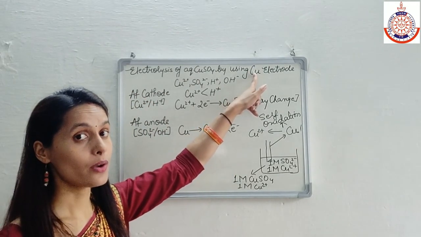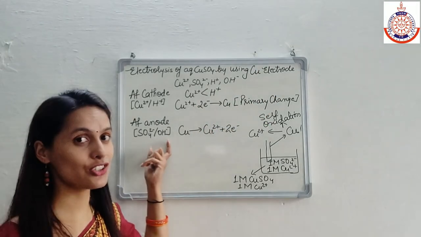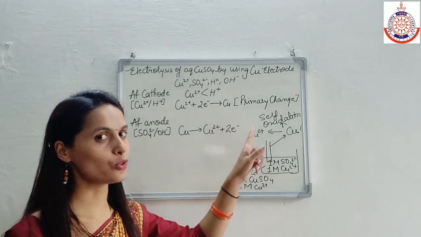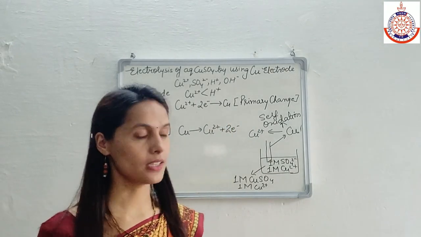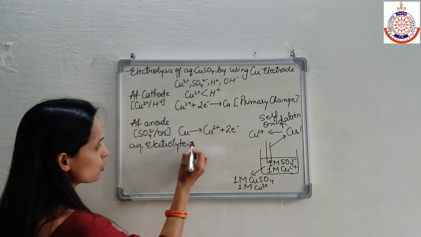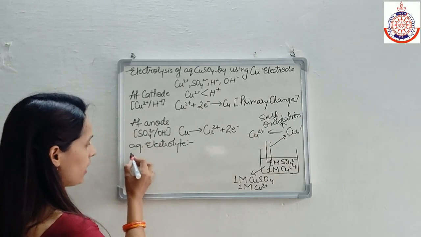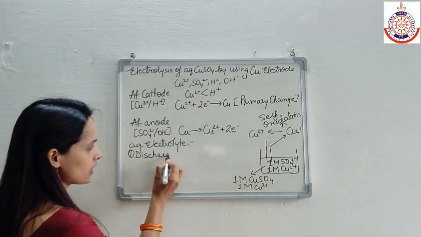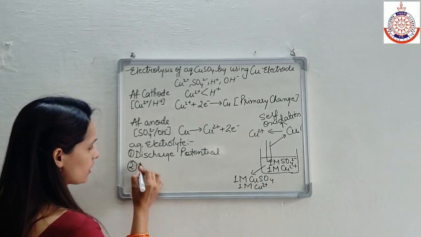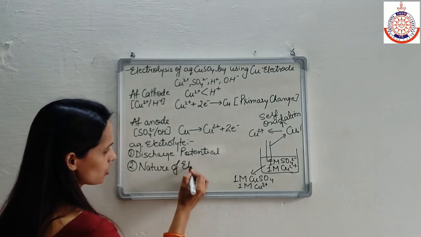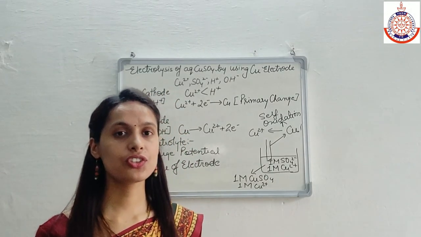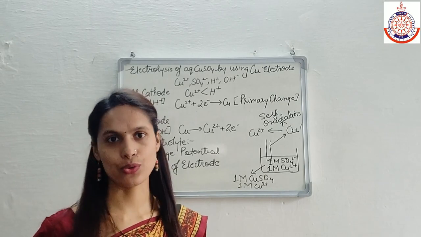If it is a platinum electrode, what do I get? I get O2, because the discharge potential of OH negative is less than that of SO4 2 negative. But right now this is a copper electrode, so I get Cu2 positive here. So if we have an aqueous electrolyte, then the two factors which determine the product at the cathode and anode are: first, discharge potential. The lower the discharge potential, the greater is its ability to lose its charge. And the second is the nature of the electrode. From the last two examples, I hope it is clear to you how the nature of the electrode will affect the product of electrolysis.